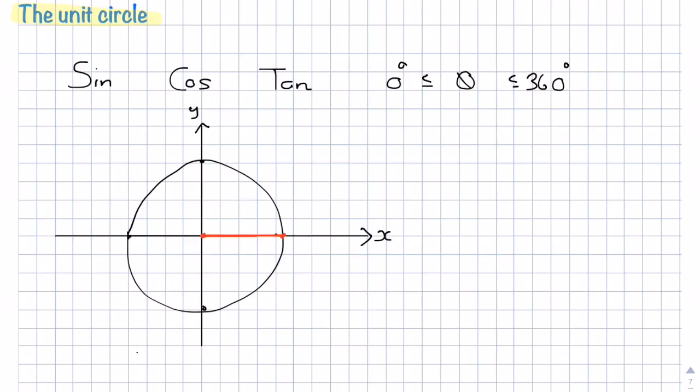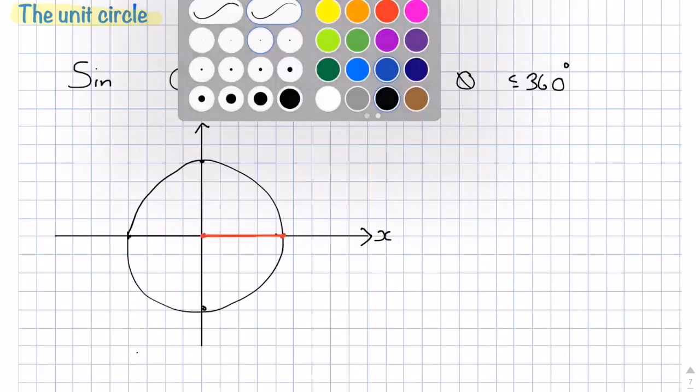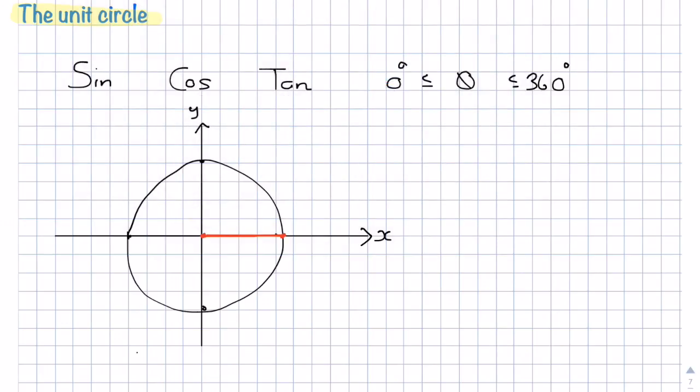So why is that important to us? Well, the reason that's important is because if I know that the length of that red line is 1, that means that the point where that circle intersects the x-axis are the coordinates 1, 0. And this point up here where the circle intersects the y-axis, that's the coordinate 0, 1. And over here we have minus 1, 0. And down below we have 0, minus 1.